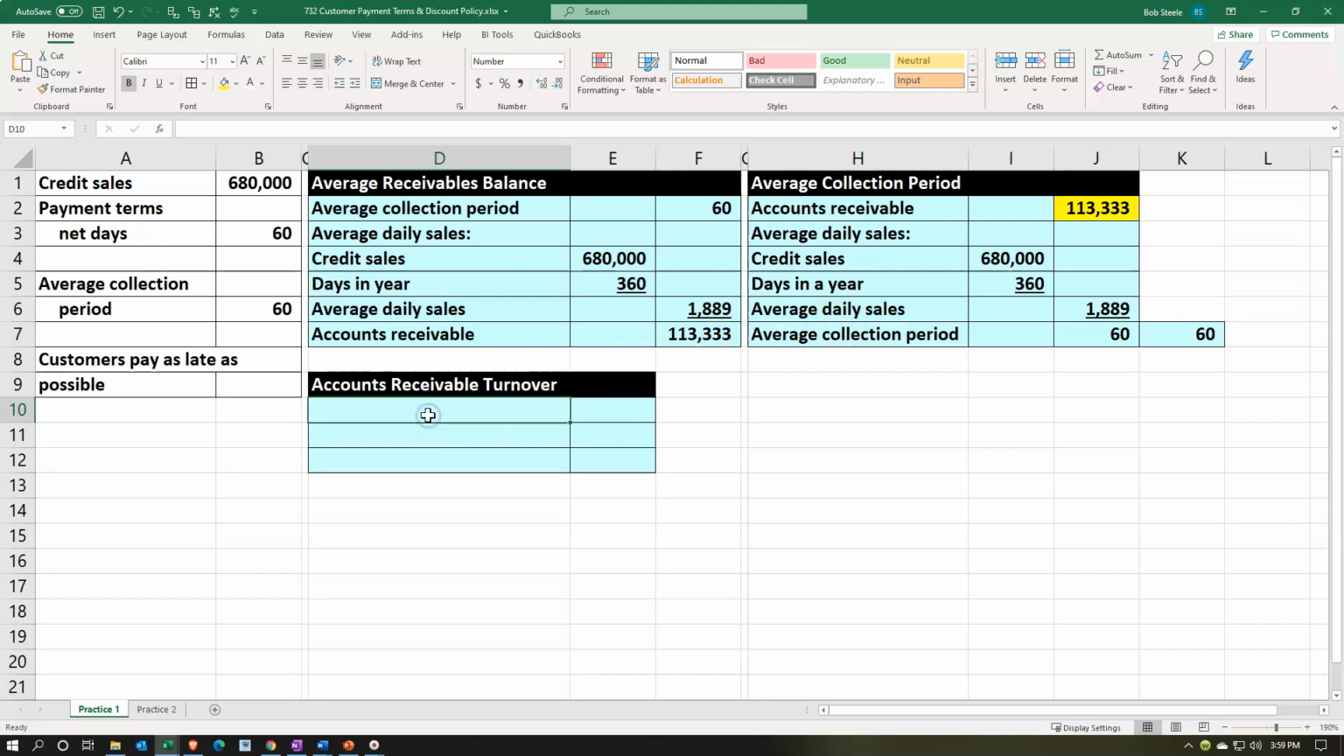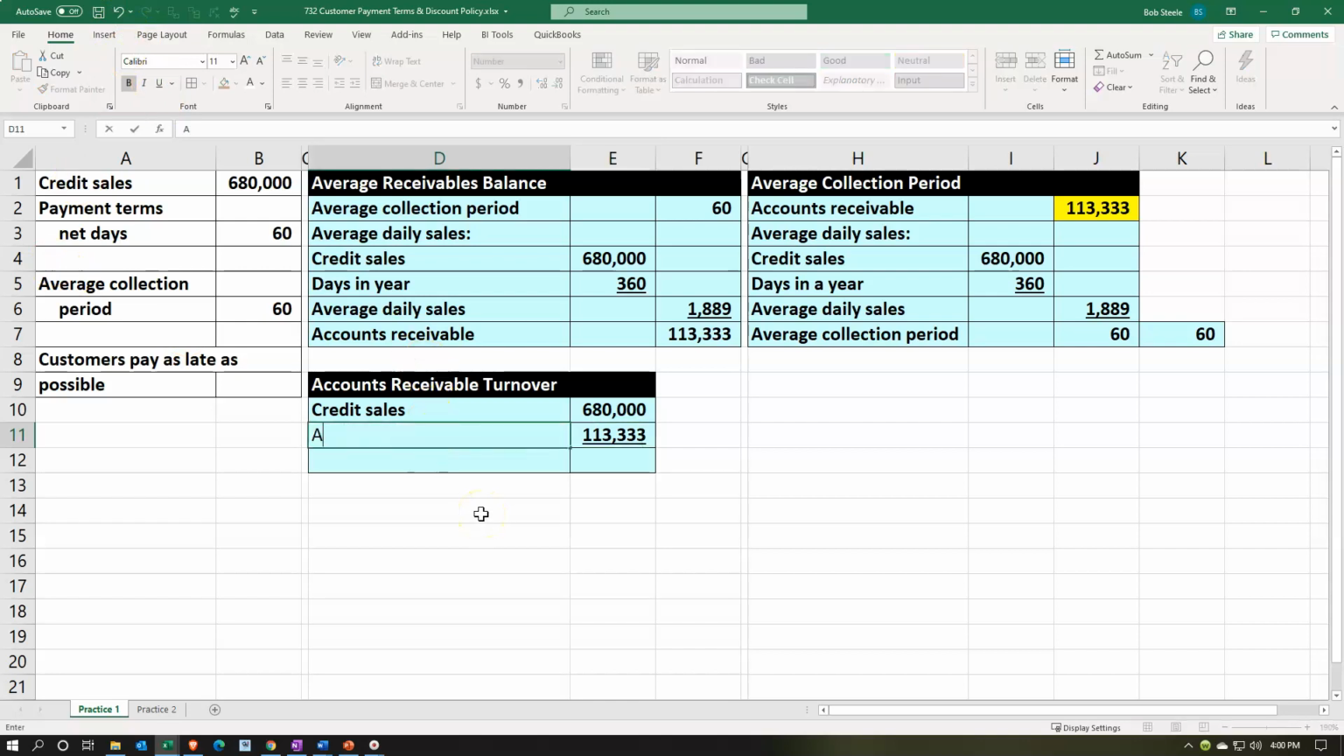All right, and then we can calculate then the accounts receivable turnover. Accounts receivable turnover, credit sales, we're going to say is going to be equal to the 680. And then we have the average accounts receivable. Let's just call it accounts receivable. We'll pick up the accounts receivable. And this is going to be equal to the 113,333. Let's put the underline there. Home tab, font group, and underline.